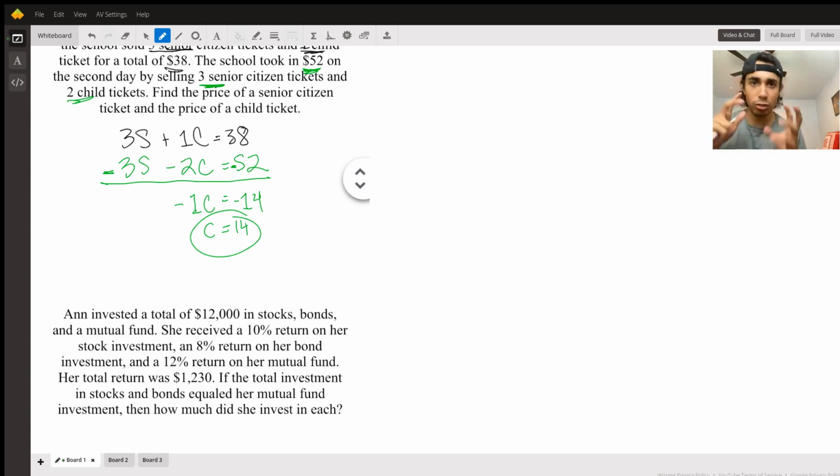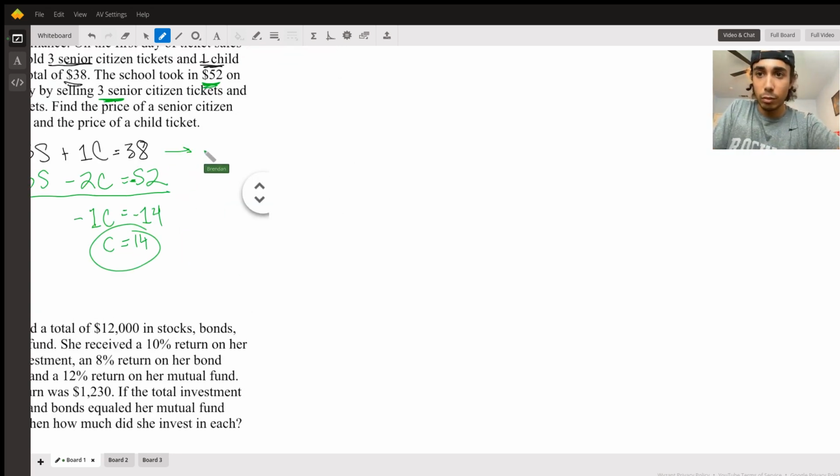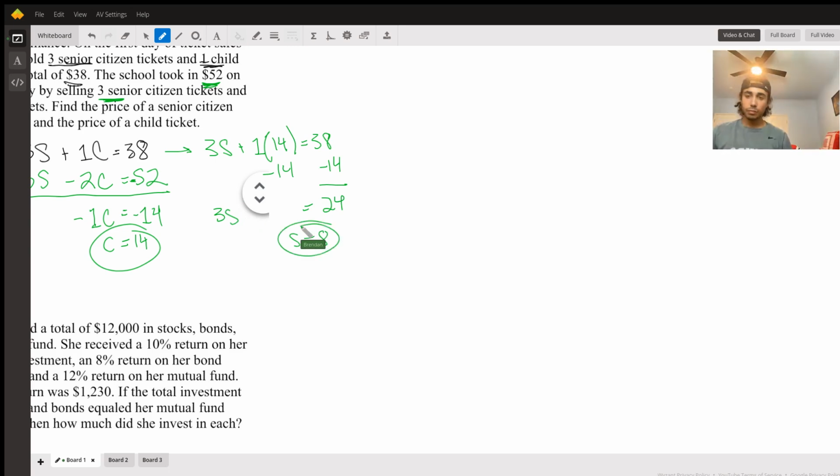Doesn't matter which one, just do whichever one looks easier to plug it into, and we can solve for that other variable. So I've got 3s plus 1c, and in place of c, I'm going to plug in 14 equals 38. All right, so I can subtract my 14 on both sides. So 3s equals 24, and divide by 3. S is 8. All right, there's the price of a senior ticket. Okay, so we got child is 14, senior is 8.